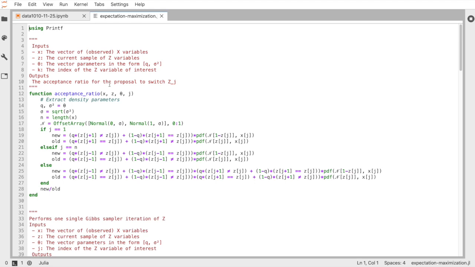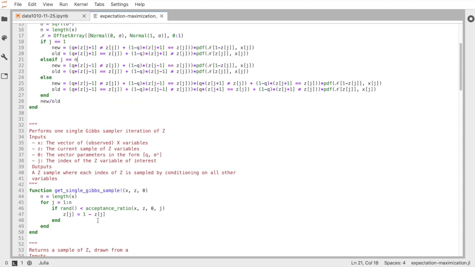So let's just briefly look at this code to see that it's not doing anything beyond what we already discussed. So the acceptance ratio computation is exactly as we described it. We have some Q and 1 minus Q factors. We compute the PDF of the normal distribution. We handle the j equals 1 and j equals n cases separately, so implicitly we were discussing j strictly between 1 and n in the middle, where you have a switch on both sides. The first one and the last one are different because there's nothing before or after, respectively. So those cases are handled separately. Otherwise, it's just doing the calculation we already discussed.